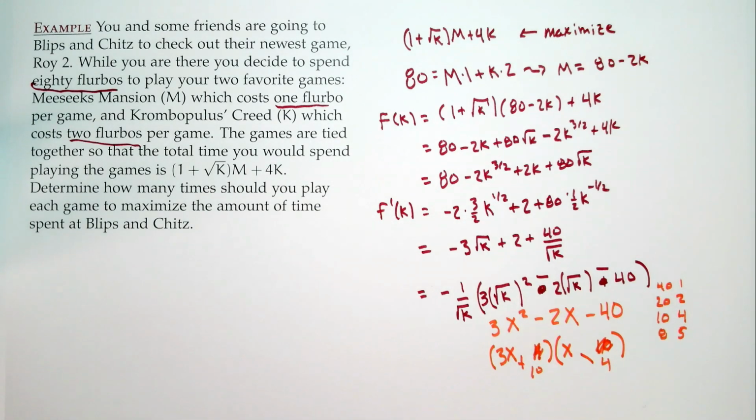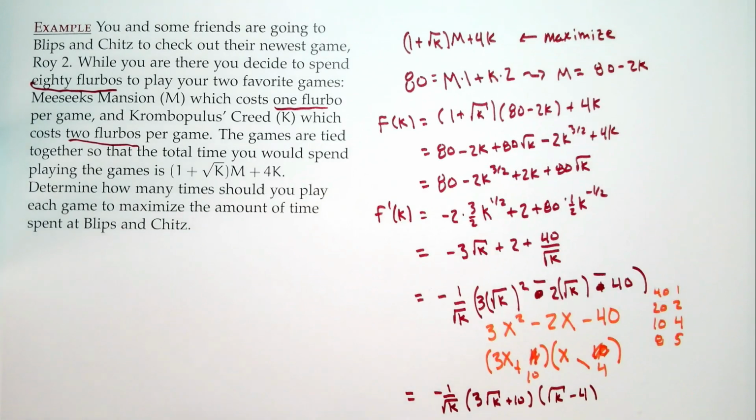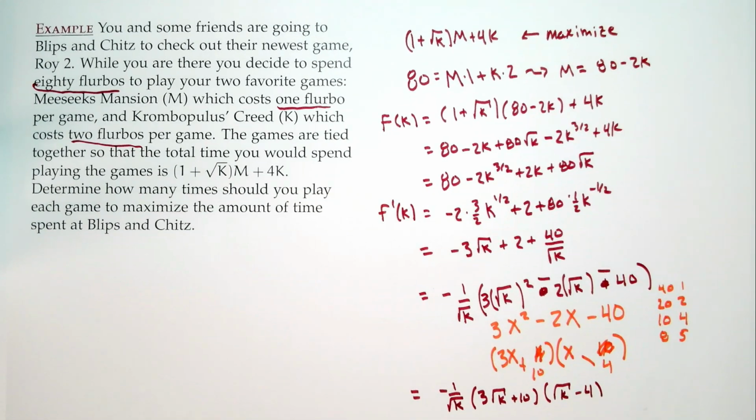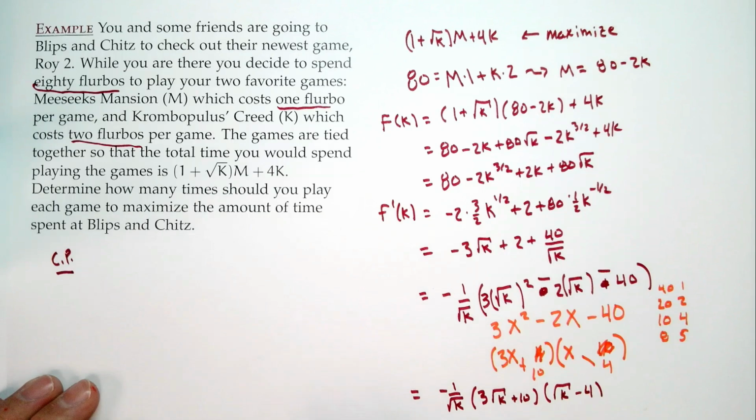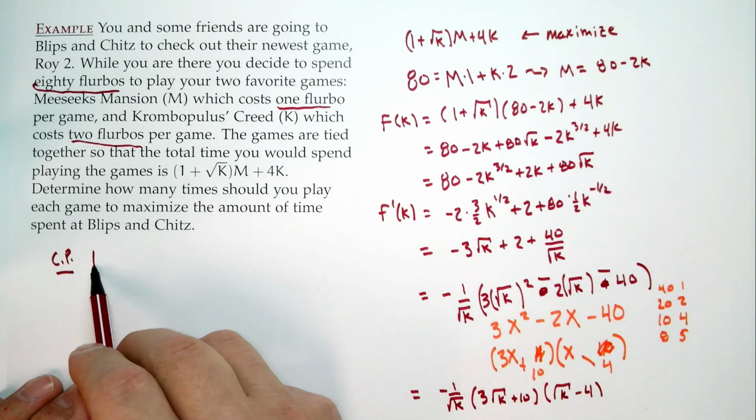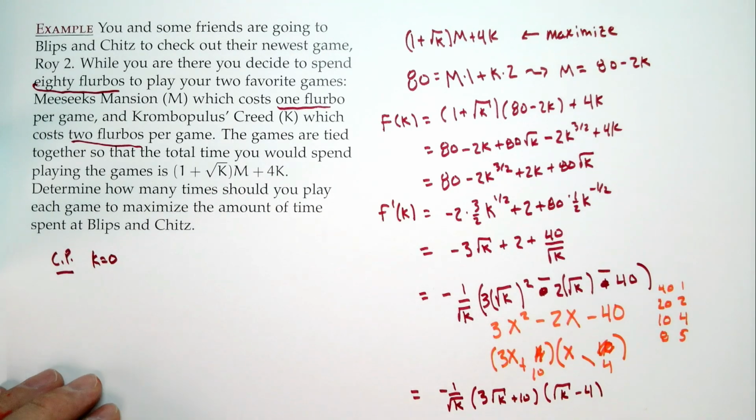So, what does that tell us? It tells us that our derivative, picking back up again, is minus 1 over square root of k times 3 root k plus 10 times root k minus 4. Now, what could be wrong? We have a couple of things. Where are the critical points? One place we should think about is k equals 0. That's certainly a critical point, because that would be where the derivative is undefined.